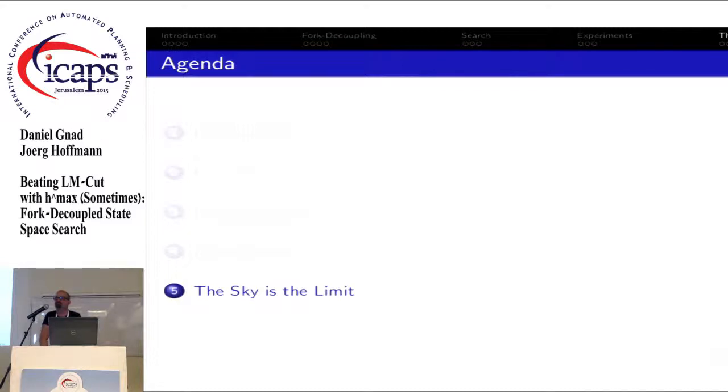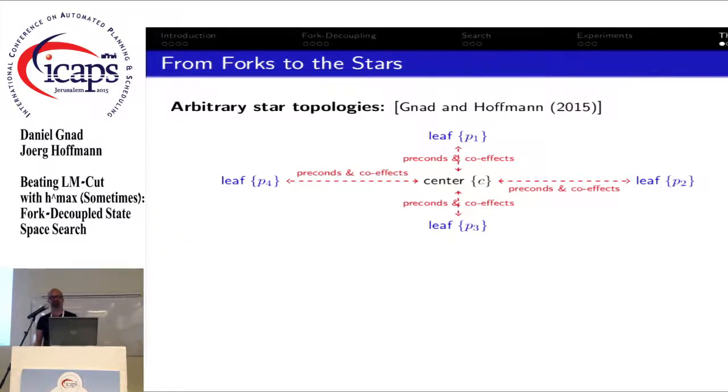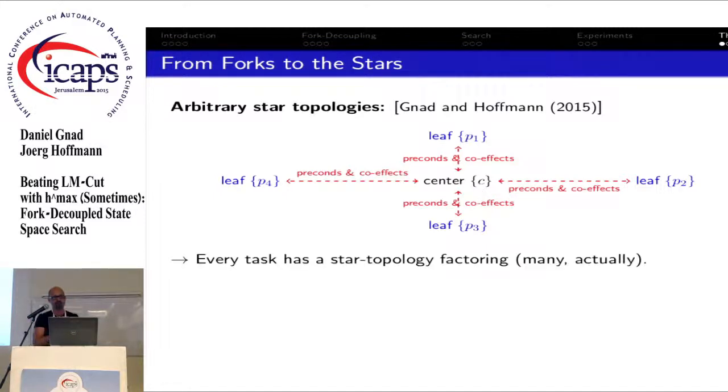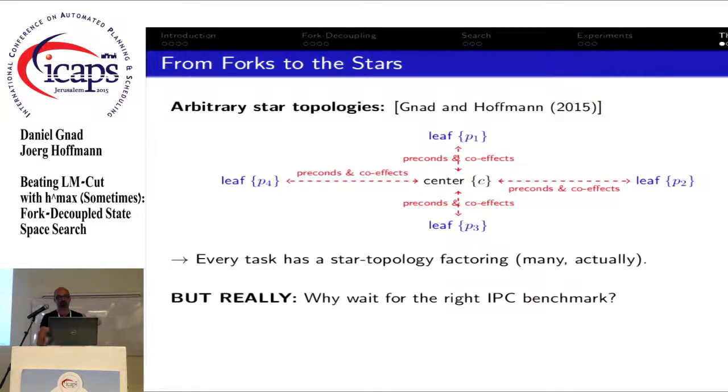So I said subcommunities, plural. What did I mean by this? First of all, this is actually not future work because it's going to be presented next week at SOCS. We've already generalized it to stars rather than forks. You can have bidirectional dependencies between the leaves and the center. You can even have side effects between the center and the leaf. We can star-decouple any planning task just by cutting it in 2 pieces. One is the center, one is the leaf. That's a single leaf factoring. It might be useful. We still have to explore it.